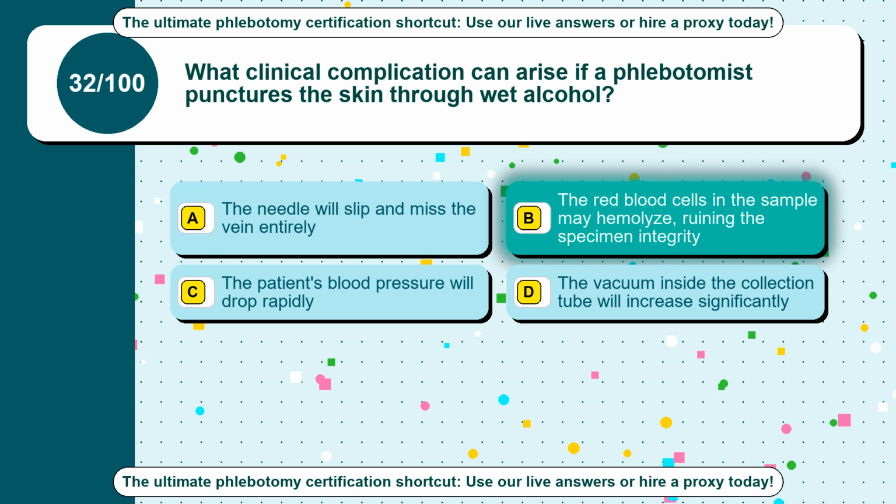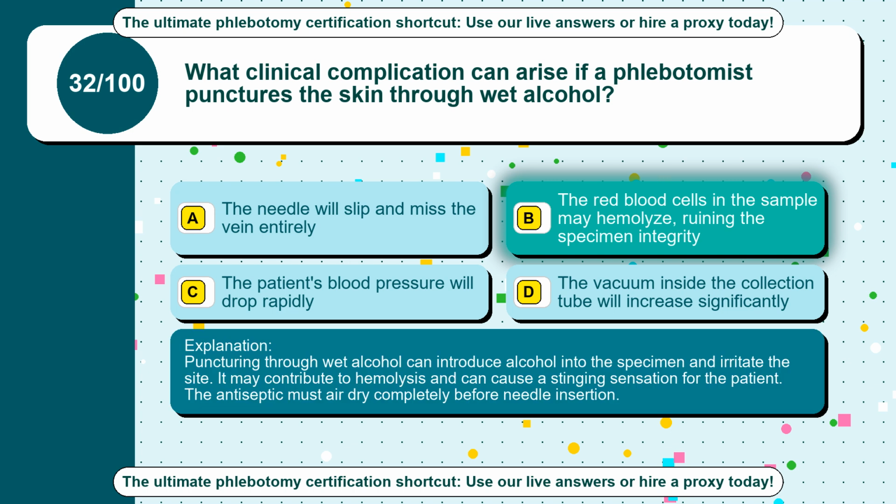The correct answer is option B. The red blood cells in the sample may hemolyze, ruining the specimen integrity. Puncturing through wet alcohol can introduce alcohol into the specimen and irritate the site. It may contribute to hemolysis and can cause a stinging sensation for the patient. The antiseptic must air dry completely before needle insertion.